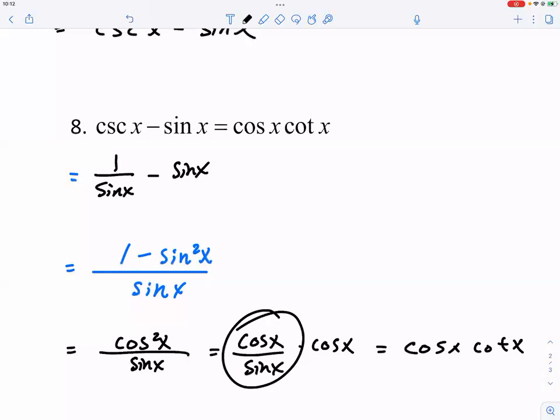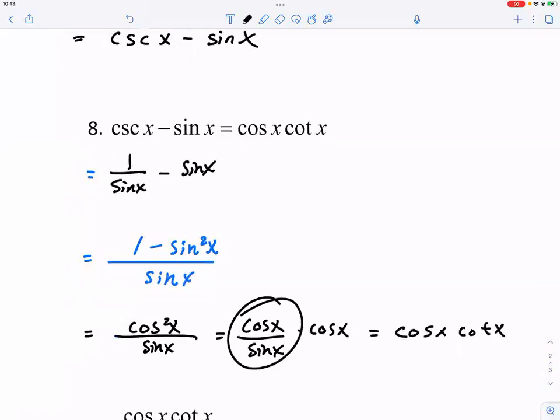Again, 1 minus sine square x is equal to cosine square x. And you can think about cosine square x as cosine x times cosine x. So therefore, you can make this a cotangent x. And cosine x just leave there by itself.